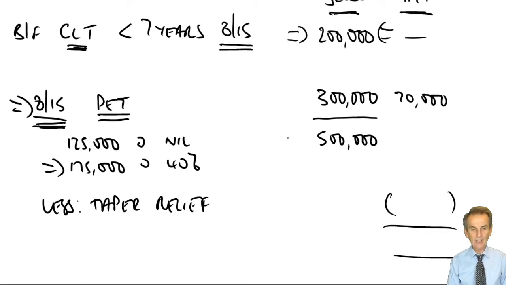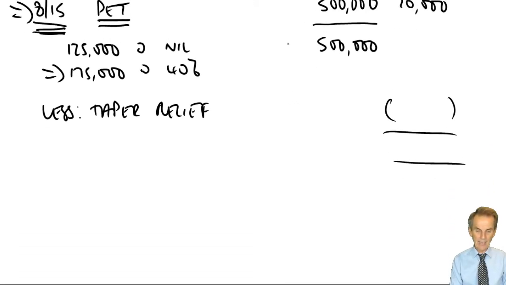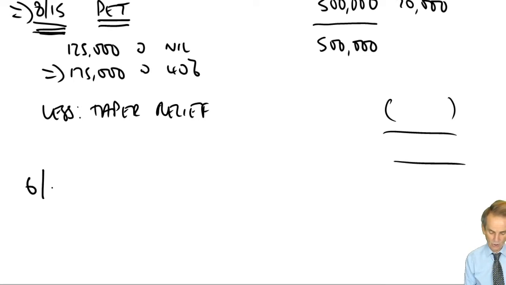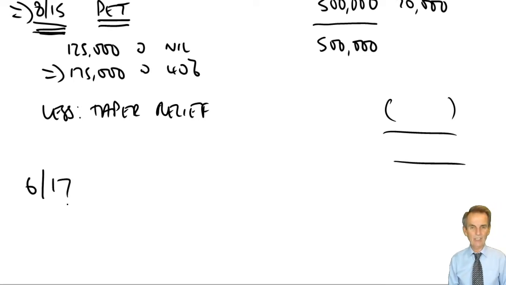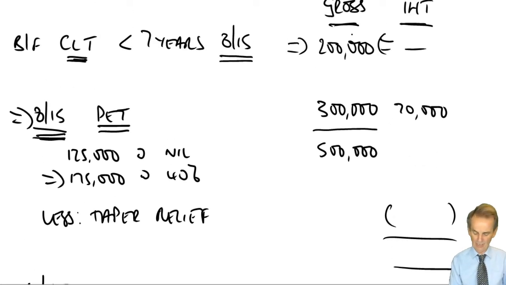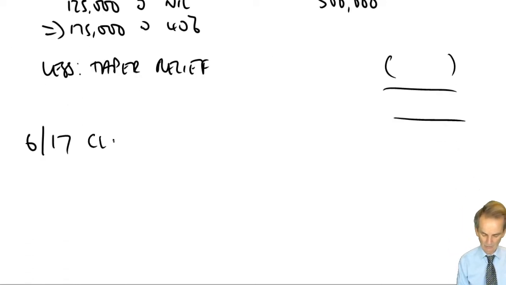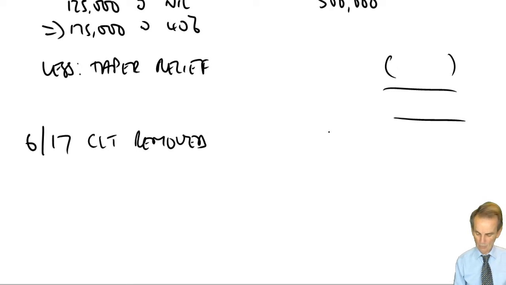But what happens is 7 years after it came onto the clock, it is then removed from the clock. So what does that mean? It means that June 10, remember, was the date of the CLT. So in June 17, some 7 years later, we remove the amount of that CLT. That was 200,000. So that CLT, it's run its 7-year course, is removed. That was 200,000.